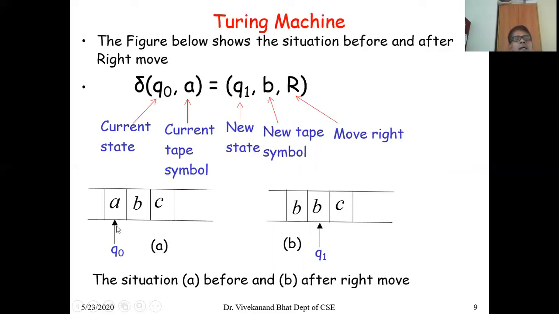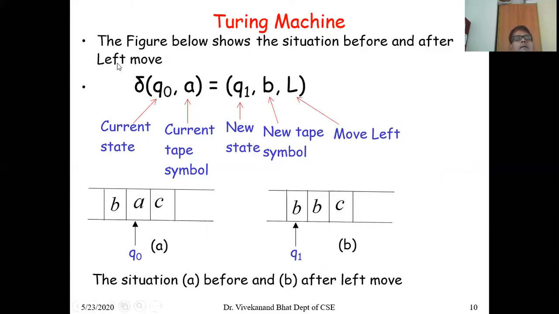So initially, our starting state is pointing to A. It will replace A by B, move right, and change the state to Q1. So figures A and B show the situation before and after the right move. Similarly, you can represent the left move. The figure below shows the situation before and after the left move.